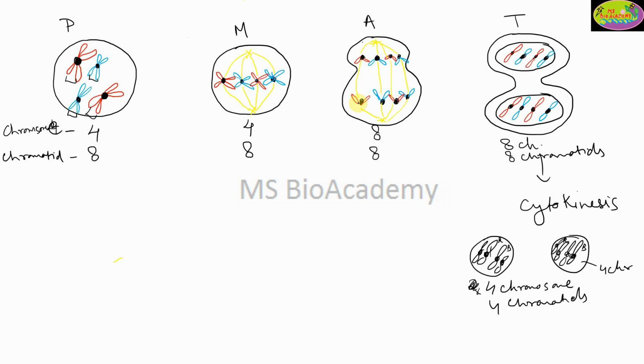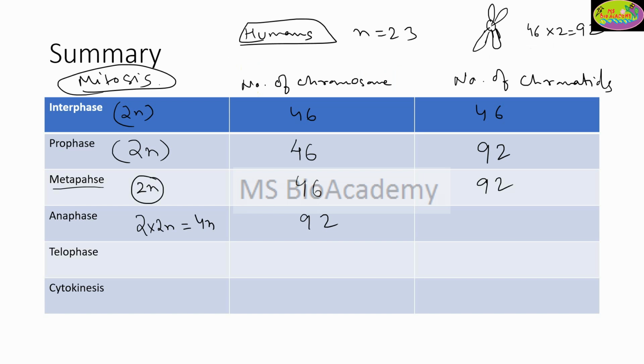Remember in anaphase, I told you, this will become separated, so it goes from 4 to 8. So here it becomes 92. And what about the chromatids? Chromatids will remain the same, 92 only. And what about the telophase? Telophase is again 4n. Here also 92 chromosomes, 92 chromatids. What about the cytokinesis? In cytokinesis, the cell restores back to its 2n number. So 2n in each daughter cell: 46 chromosomes, and chromatids also become 46 here. So this is the whole summary of the chart.